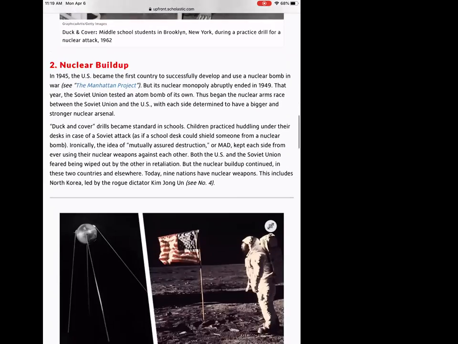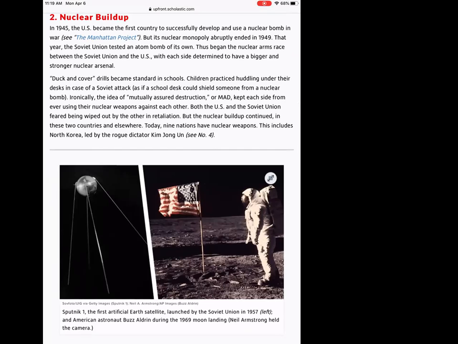All right, nuclear buildup. In 1945, the U.S. became the first country to successfully develop and use a nuclear bomb in war. But its nuclear monopoly ended abruptly in 1949. That year, the Soviet Union tested an atom bomb of its own. This began the nuclear arms race between the Soviet Union and the US, with each side determined to have a bigger and stronger nuclear arsenal, to have more weapons than the other.